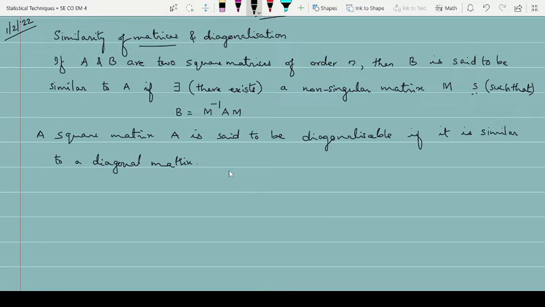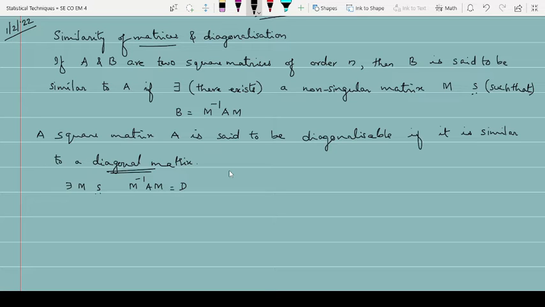So that means if there exists some M such that M inverse A into M equal to D. Means if we can represent any matrix in this form. A square matrix A is said to be diagonalizable if it is similar to a diagonal matrix. Means after solving this one, we are getting a diagonal matrix. If you can find like that, then you can say the square matrix A is diagonalizable. So this is theoretical, but in practical case, we will not be using any of these things. We will be using some other method only.